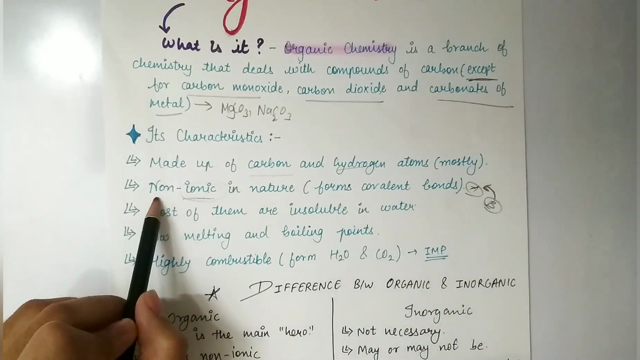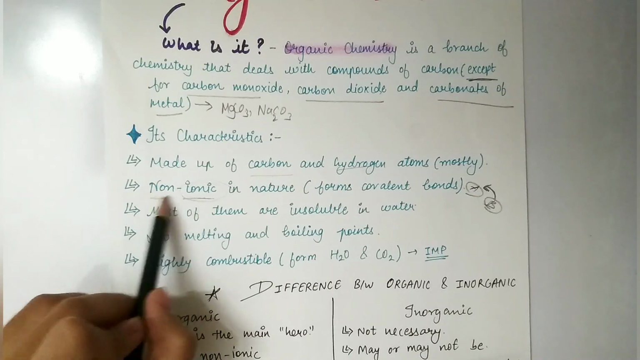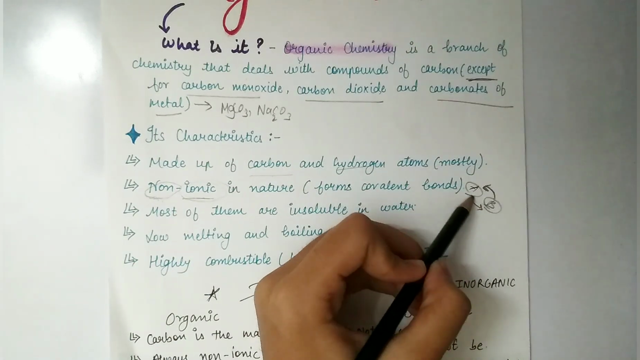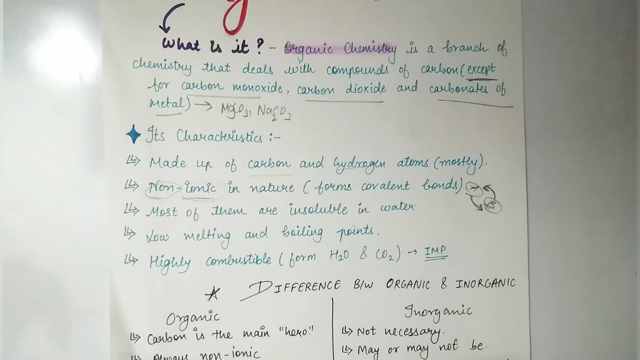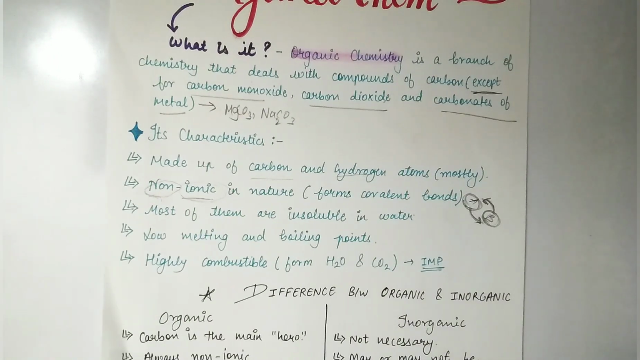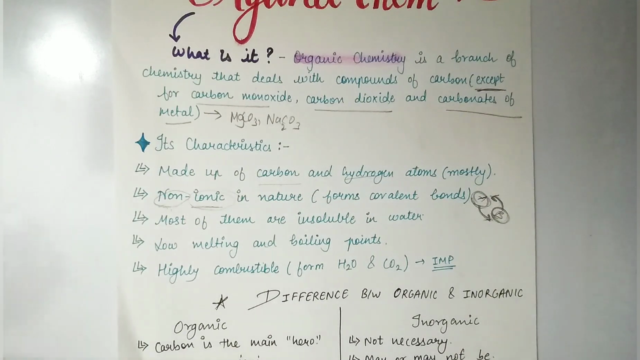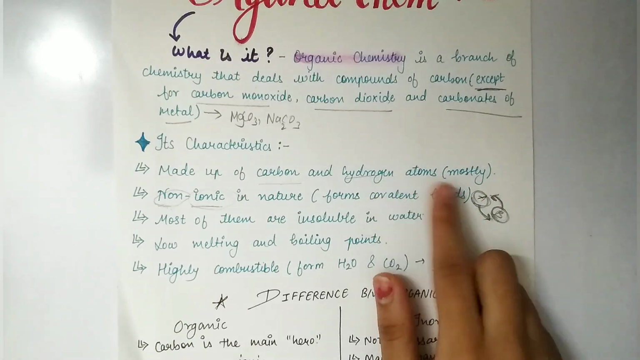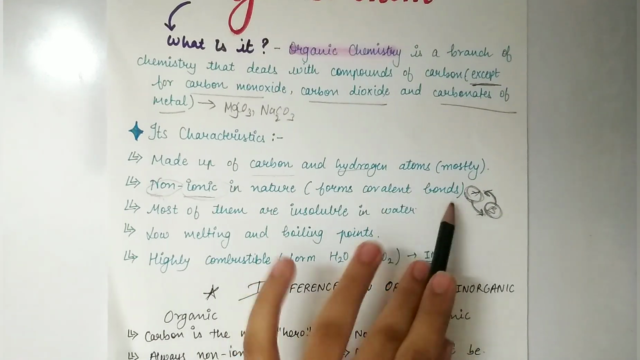But here it is saying that it is non-ionic in nature. Non-ionic in nature means that A and B would not transfer electrons, rather they would share pairs of electrons between themselves. This is what is meant by covalent bonds. So remember, organic compounds are always covalent, okay? No matter what, they are never ionic in nature, so they are always covalent and they form covalent bonds.